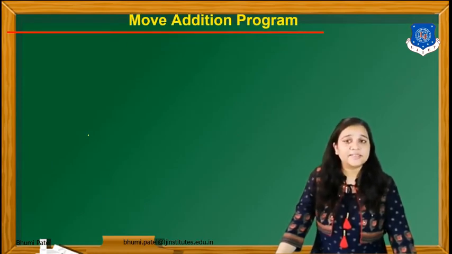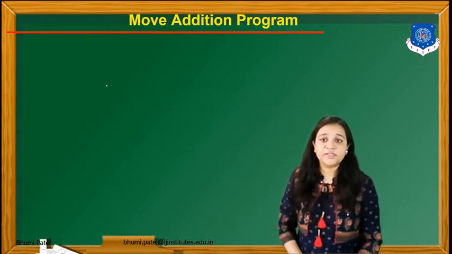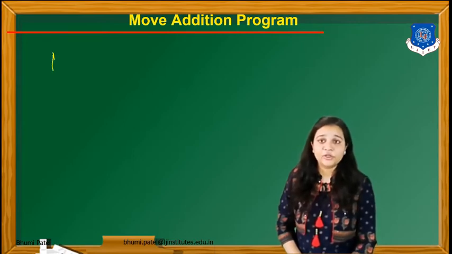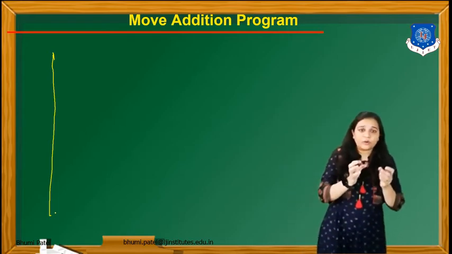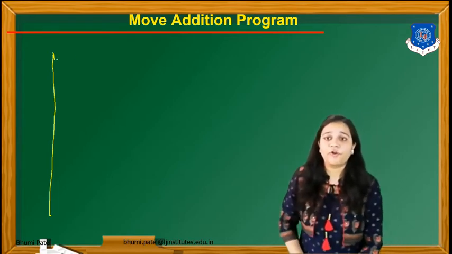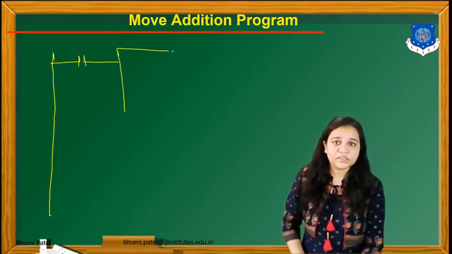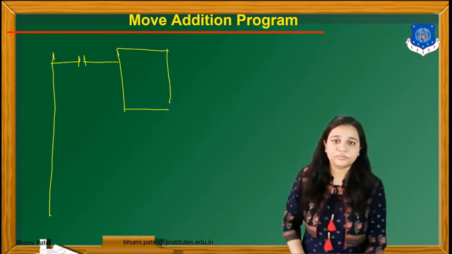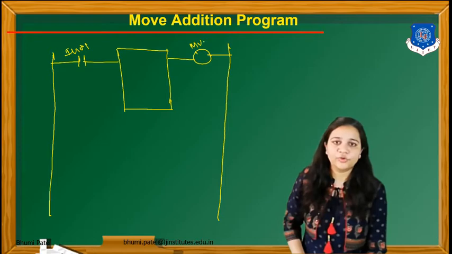Now the next example is the move addition program. Whenever we draw the move function for addition of the two data, our first target is we have to move some data from some location to another location. For that, the same instruction is used as in the timing function. Here we have to use one block format for the move function, and the input of the move function is IN001, and the output is suppose move 001.